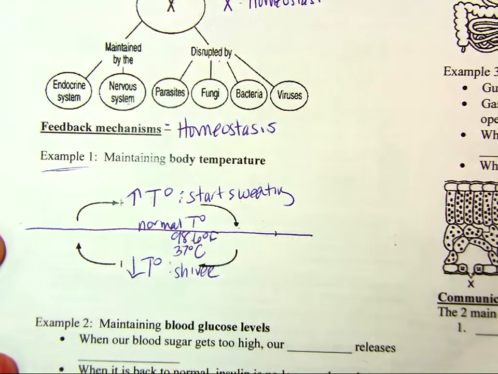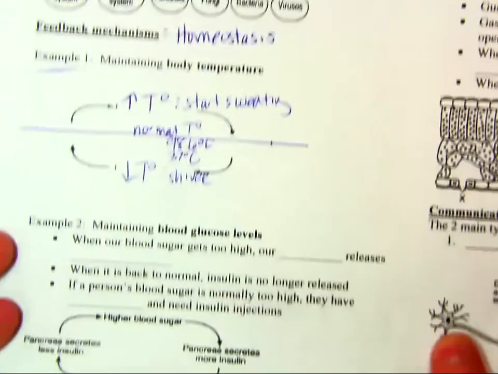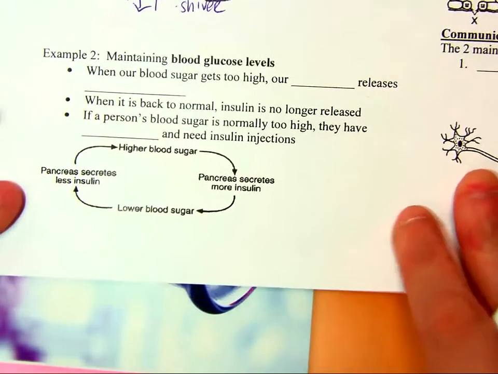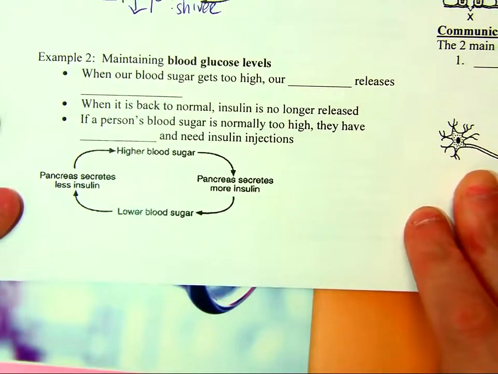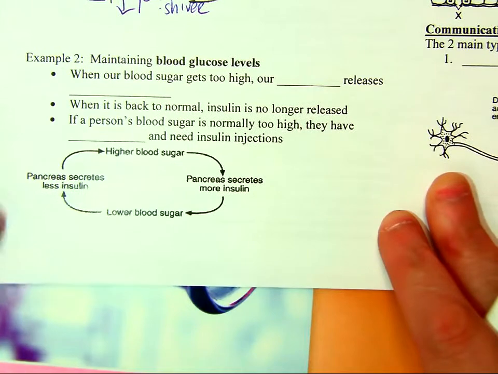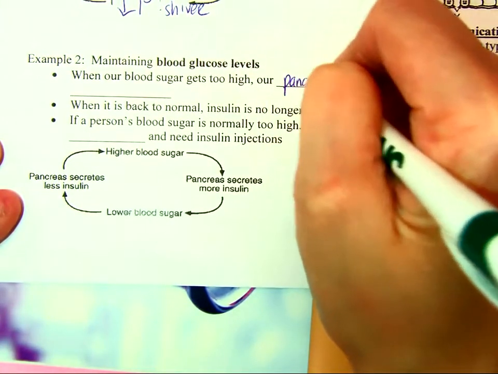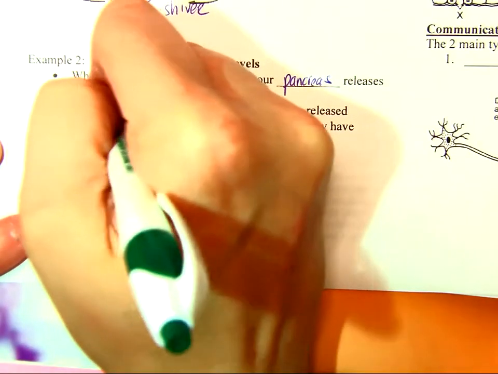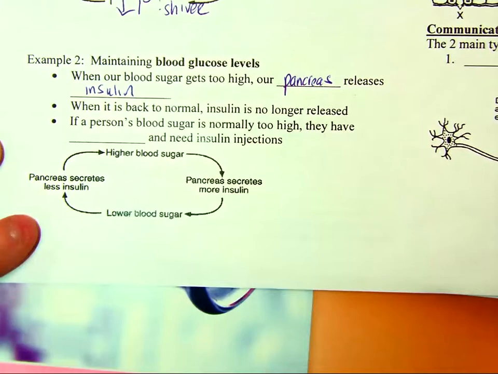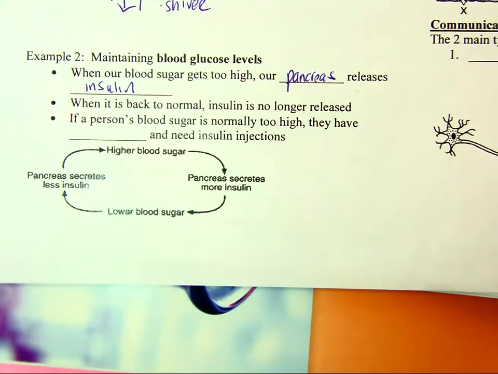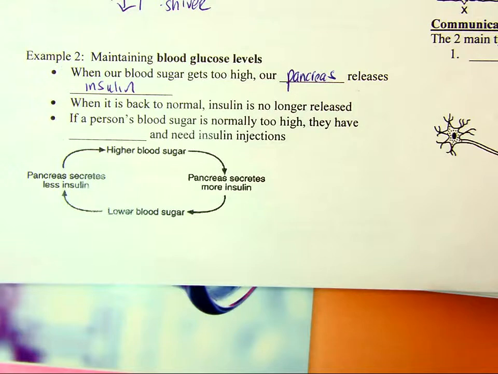Of a feedback mechanism. Example 2 is back to this blood glucose level. Okay. When our blood sugar gets too high, our pancreas releases insulin. And that insulin is going to take all that blood sugar and put it into cells, whether it be in our muscle cells or in our liver where it's stored. When it comes back to normal, our insulin shuts off, so it's no longer released.